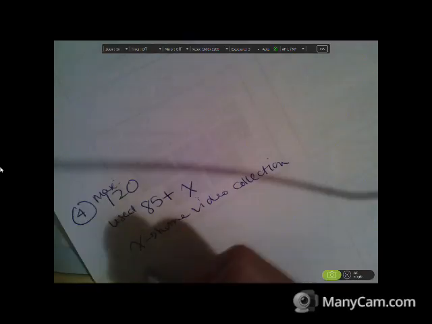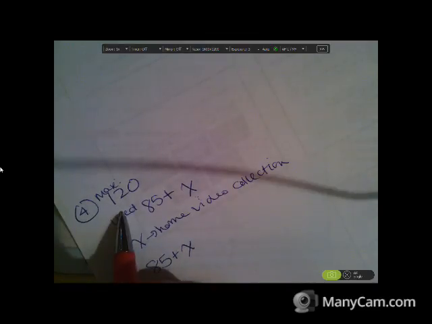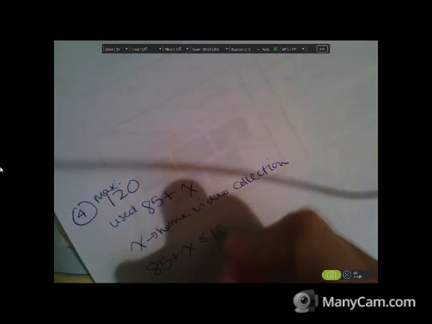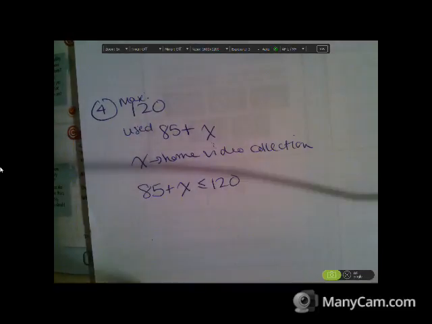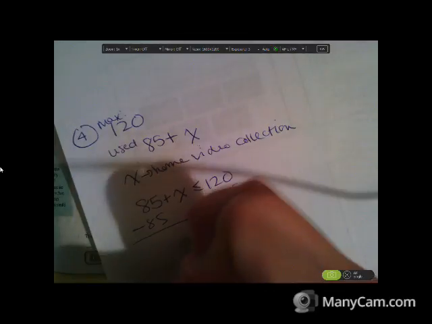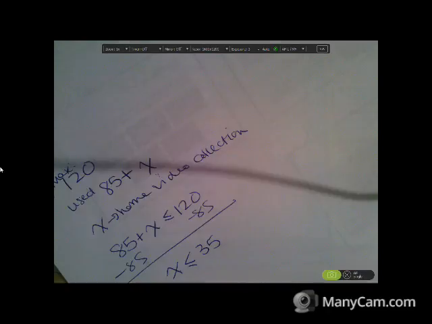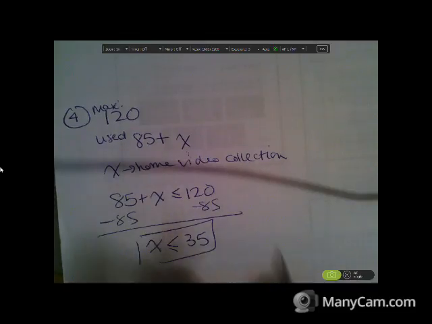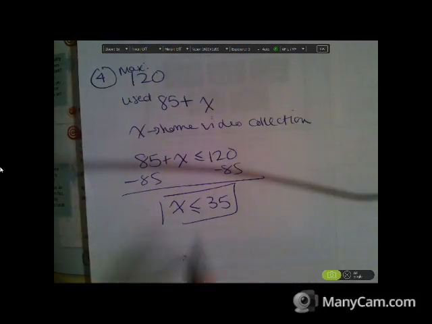So if we use 85 and we want to save some more for our home video collection, but we have a max of 120, so we can use 120 gigabytes or less. This is what our inequality is going to look like. Therefore, let's solve for x like we normally do. We're going to subtract 85 on both sides. So x is less than or equal to 35. So that is our solution. We have 35 gigabytes. Anything that's less than or equal to 35 is how much you have left.